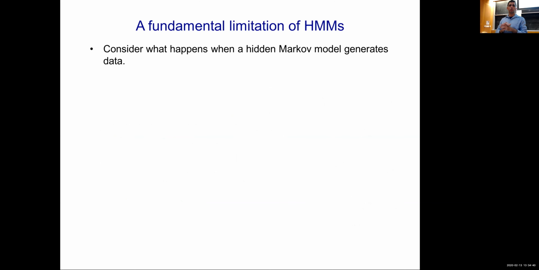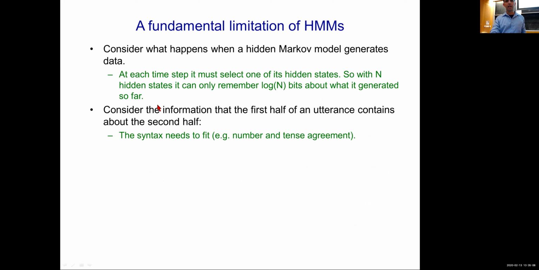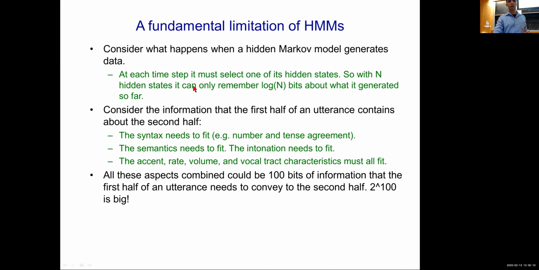But there are limitations of HMMs. The limitation is that the only memory you have, the only state, quote unquote, you have, is where your finger is pointing at any one time. And if you want to remember, I don't know, n bits of information, you need 2 to the n possible states. Okay, it's extremely expensive. At every time it must select one of its hidden states, and with n hidden states it can only remember log n bits about what it generated so far.